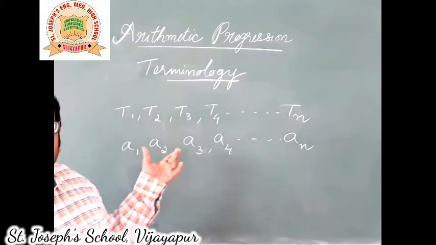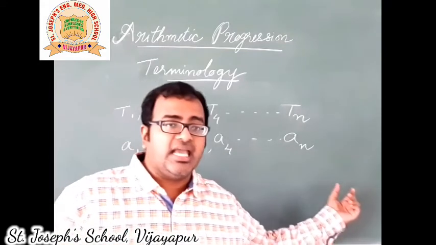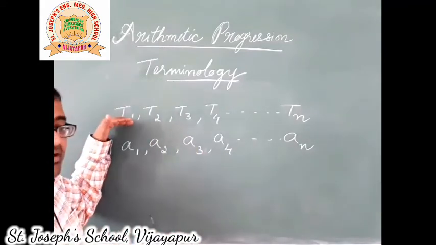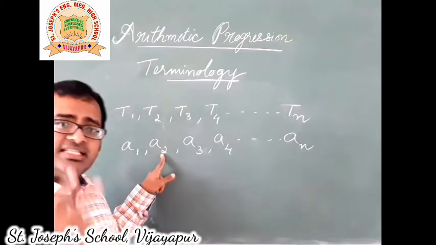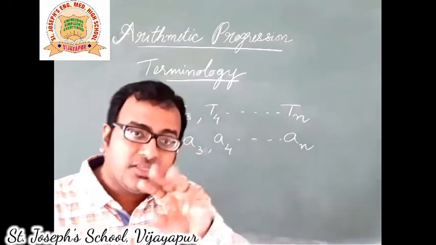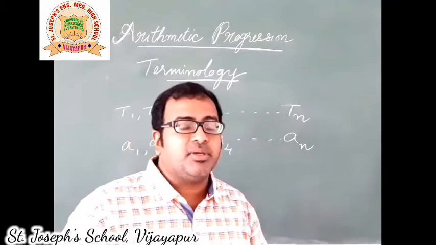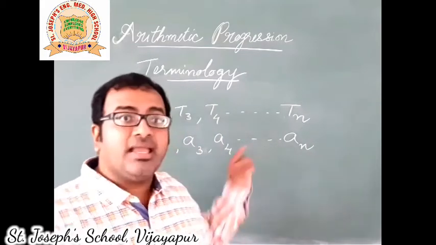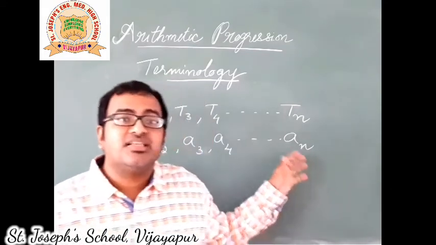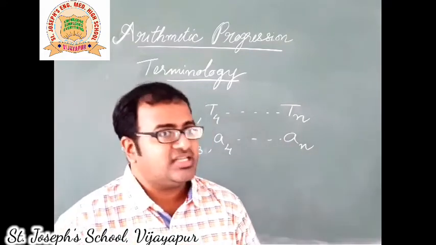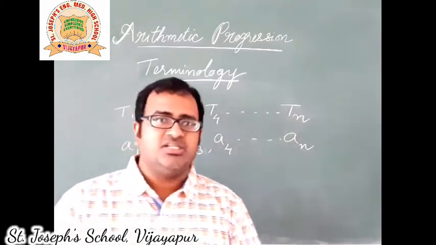Similarly, one more method of using the terminology is A1, A2, A3, A4, so on till An. Here, just instead of T1, we will be using A1. A1 stands for the first term, A2 stands for the second term, A3 stands for the third term, A4 stands for the fourth term. Similarly, the last term will be called as nth term. If I repeat, if it is a finite progression. If it is an infinite progression, we won't be able to mention the last term.